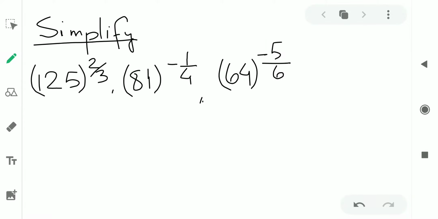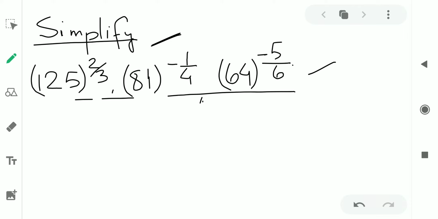Hello students. So today I am going to teach you the simplifications of some of the problems using the concept of the exponent. So here on the board I have written some questions like 125 whole to the power 2 by 3, 81 whole to the power minus 1 by 4, and 64 to the power minus 5 by 6. So I'm going to solve all these three types of questions, and hope you will understand.